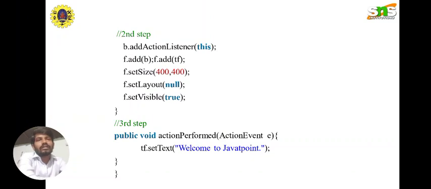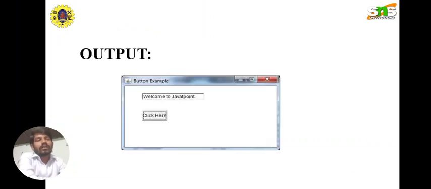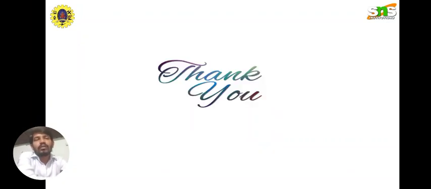So this is the output for this action listener program: Welcome to Java Point. The Click Here is one button, which is an action listener. When we click the Click Here button, the screen moves to the next window. So this is all about button movement in Java.